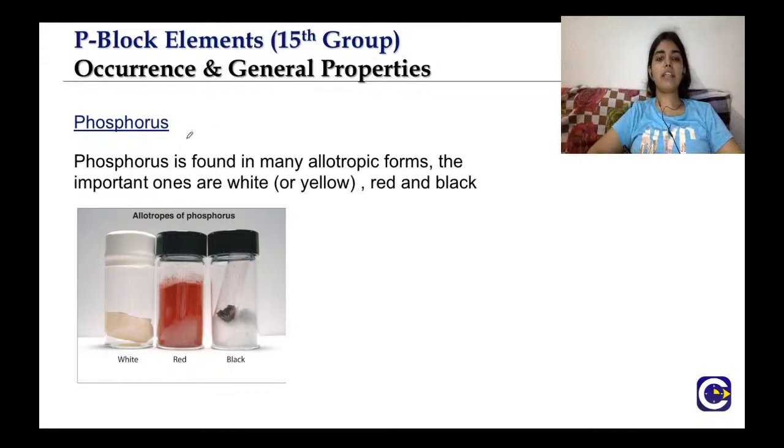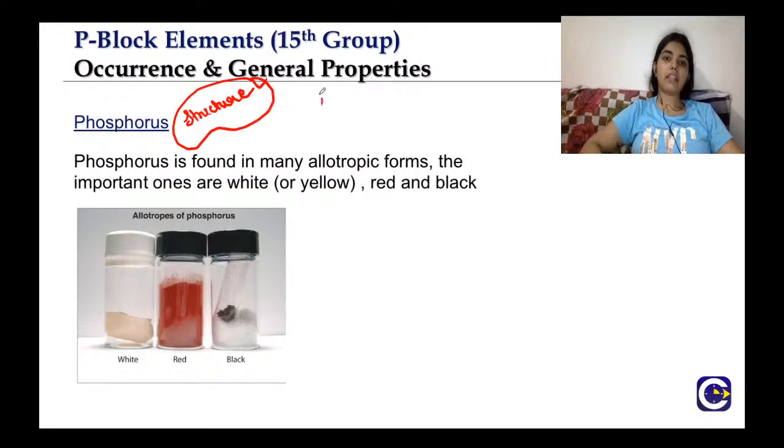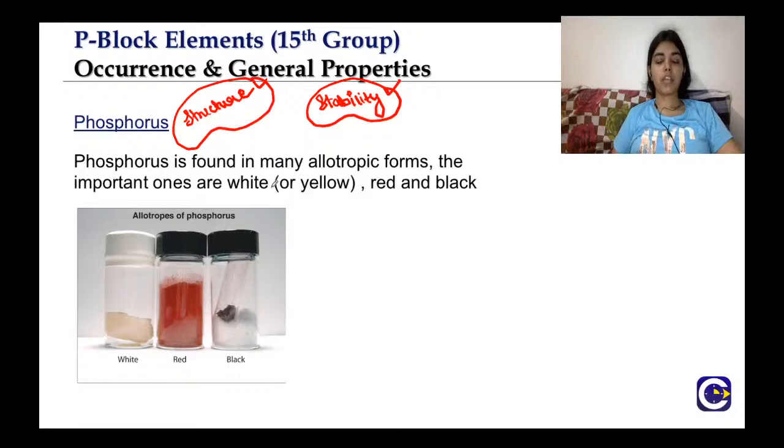Phosphorus has three allotropes, that is white phosphorus, red phosphorus and black phosphorus. The structure of phosphorus allotropes is very important, and stability, that amongst which one is thermally stable, is also a frequently asked question in the examination. So there are three allotropic forms, that is white, red, black. White is also known as yellow, that we will discuss in the next slide, why it is also known as yellow phosphorus.